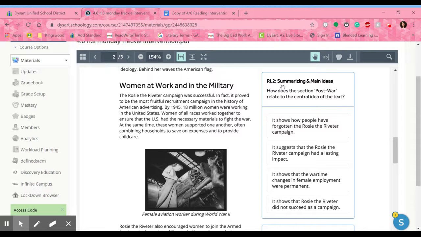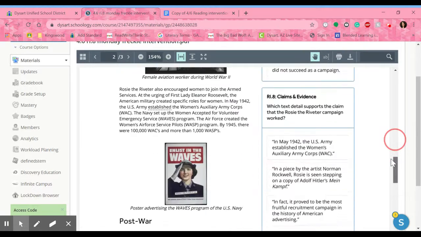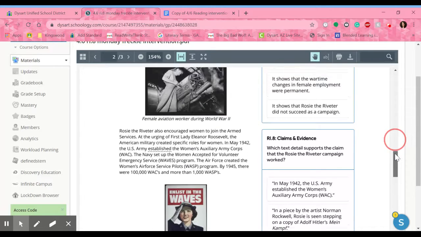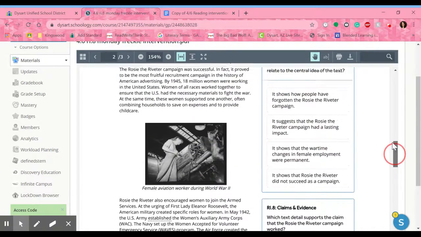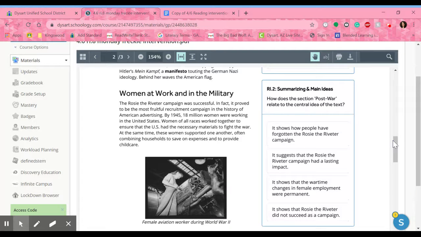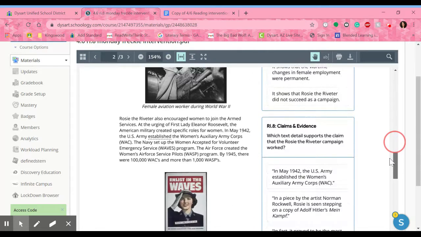Then, how does the section post-war relate to the central idea? This one wants to know how that specific section of the text, this part right here at the end, helps support the overall main idea of the text. What does that do for it? Why is it there? It's basically asking you to identify its purpose. What is it there for? Because otherwise, if it didn't have a purpose, the author wouldn't have had to include it.